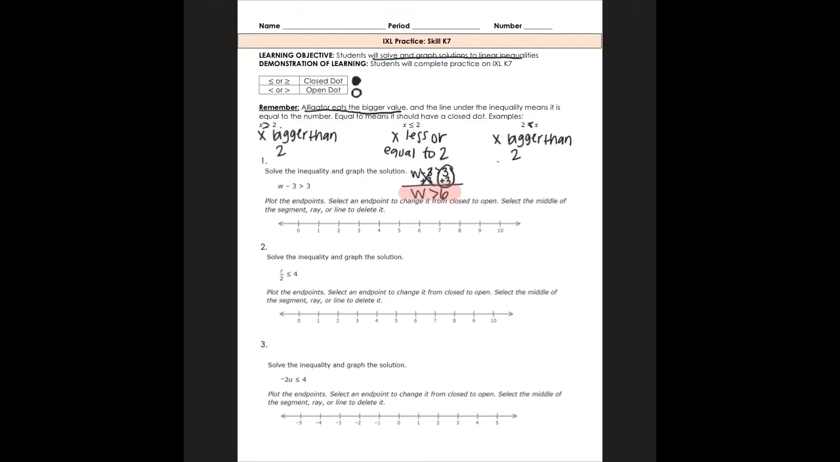So the first thing that I do is I look at my number, and I need to put the dot where the number is. So my dot goes at 6, and it is an open dot because there is no line underneath my arrow. So it's an open dot, and the line goes where w is bigger. So w is going to be bigger, so it's going to be going to the right. So our arrow points to the right.